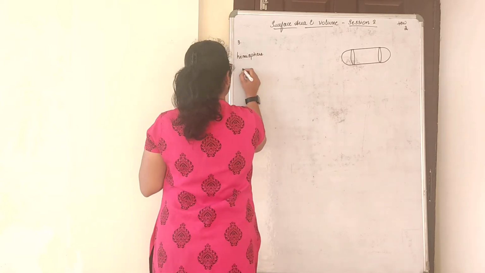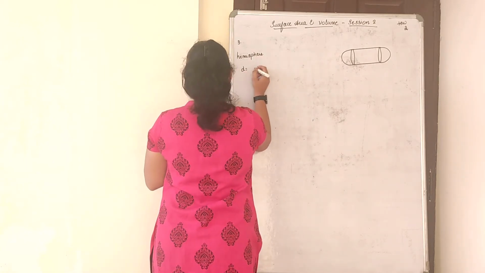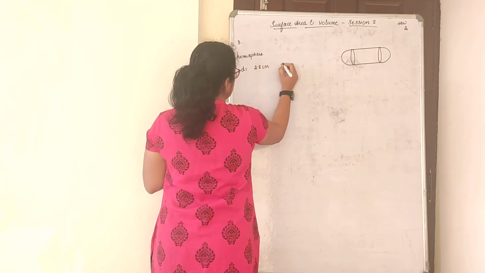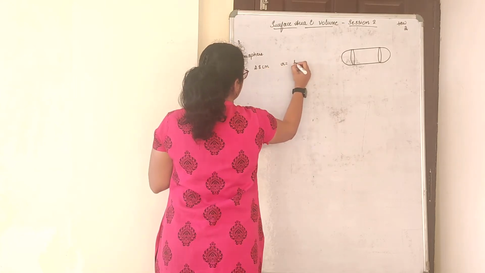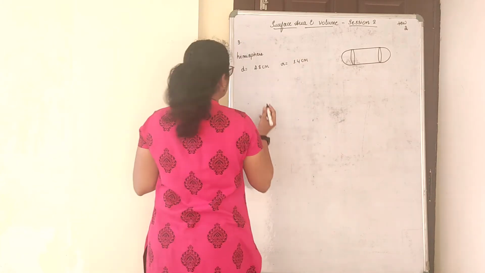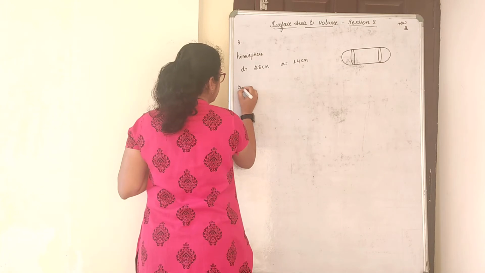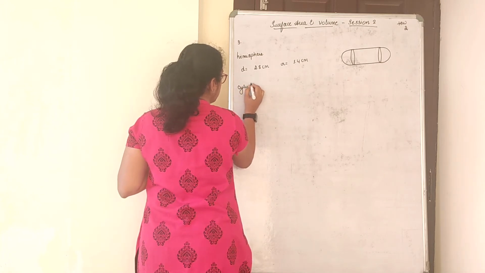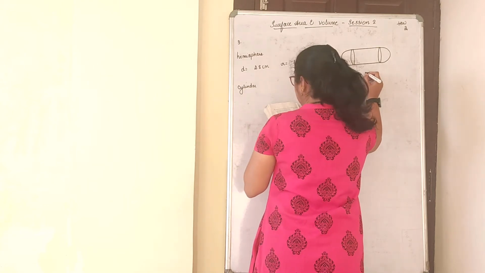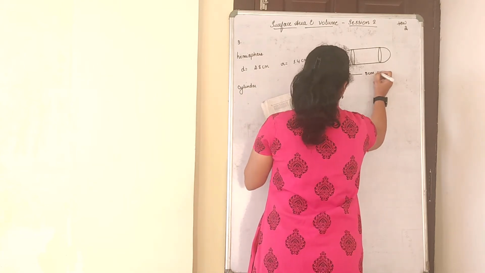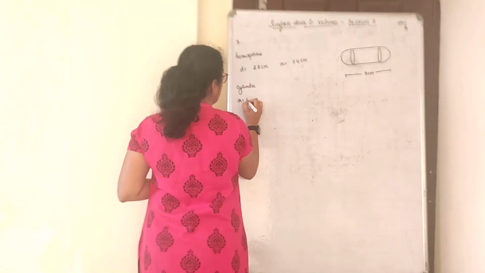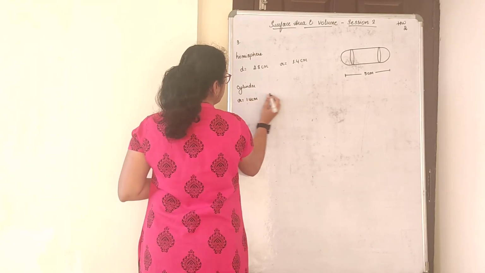Hemisphere: the diameter of the hemispherical end is 2.8 centimeter. Therefore, radius is 2.8 divided by 2, which is 1.4 centimeter. That's all that is given. Then the cylinder. What is the length? 5 centimeter is the length of the gulab jamun. Cylinder radius is equal to 1.4 centimeter.